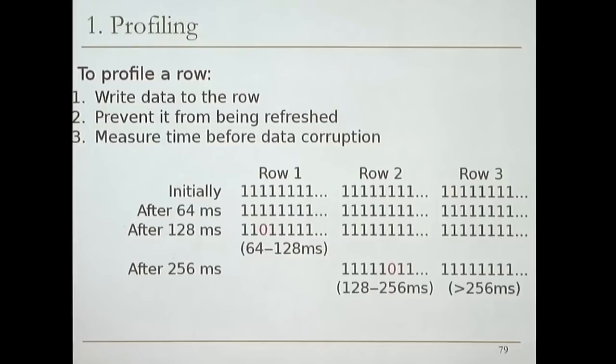So basically, you keep doing this. Initially, you write some values. You look at what the result is after 64 milliseconds, and you repeat the experiment after 128 milliseconds. Oh, this guy got some data corruption, so it probably doesn't retain data for 128 milliseconds, so I should refresh it every 64 milliseconds. Right? That's how you figure out the retention time. This got some data corruption after 256 milliseconds, so I need to refresh it every 256 milliseconds. Right? So you keep doing that for all rows.